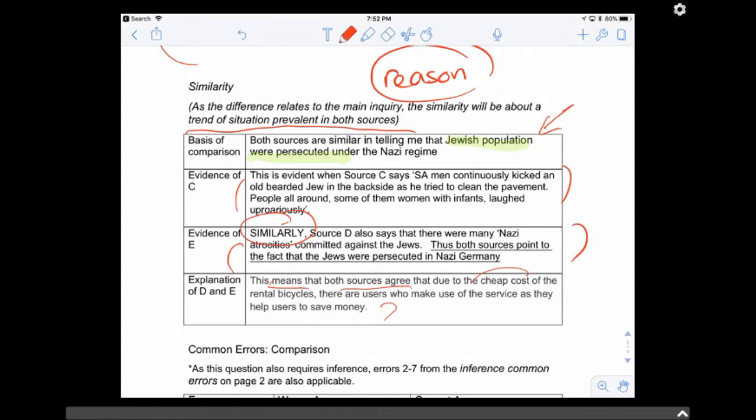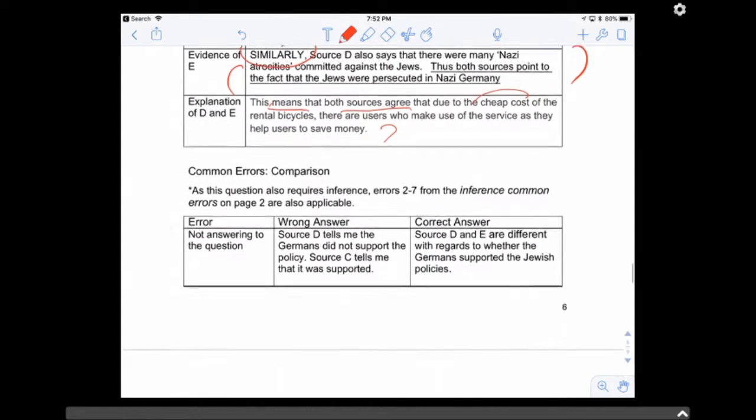So use the technique in the inference video again. Make a clear explanation into how both sources actually show this thing, the persecution. Alright, so this is your similarity. So let's go through some common errors.